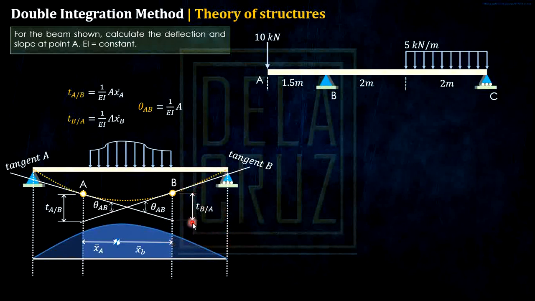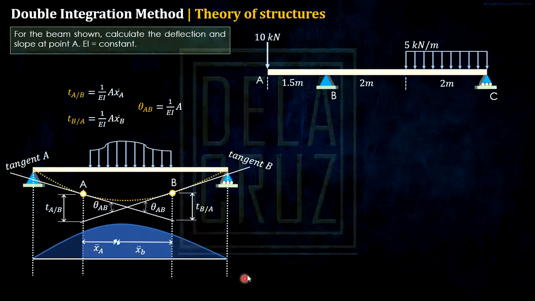Consider the deviation of B with respect to tangent line at A. The deviation is above this tangent line, so that is positive. Sa kabila naman, that is also above the tangent line of B, so that will be a positive. Okay? So, definition ng deviation, that is the vertical distance from the tangent line to the desired point of the elastic curve. Tandaan nyo, distansya yan from the tangent line patungong elastic curve natin. That is the vertical distance. And the theta naman is the change of the slope between two tangent lines.